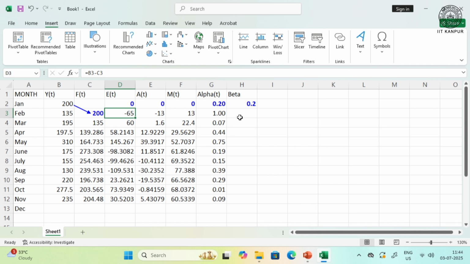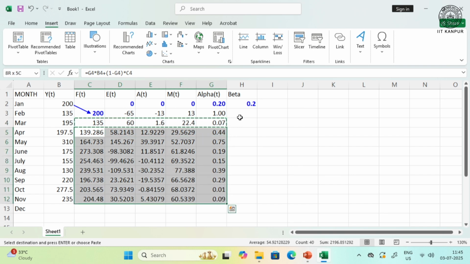Now, what I do is that I just, because I have already fixed the value of alpha and beta, which is important because that is not changing, I copy this. So, when I copy, I go to the next values. So, this error would be, as you know, the difference between now B4 and C4, which comes out to be plus 60, and the corresponding values AT, MT, alpha t are found out. So, if I follow this formula, copy it, I get these values. I will double check the values in the PPT slide and make changes accordingly.